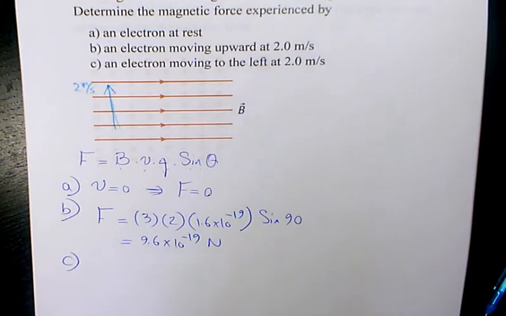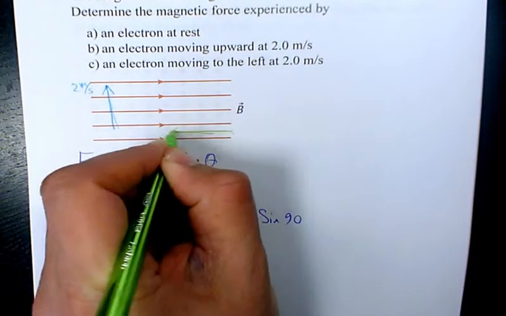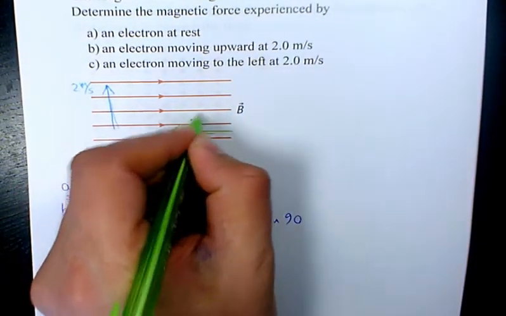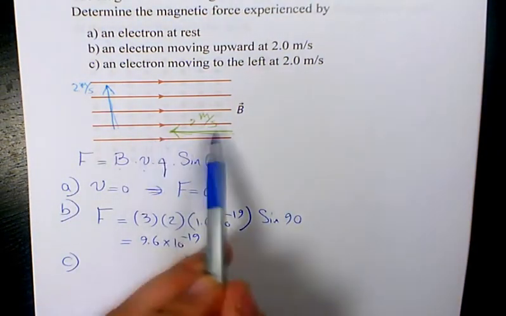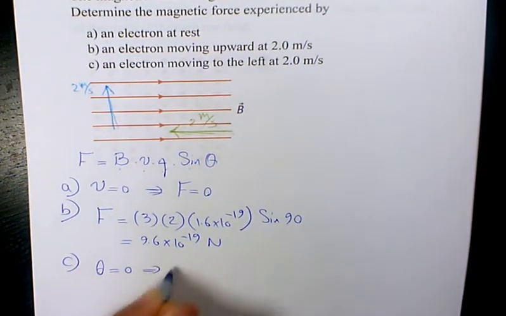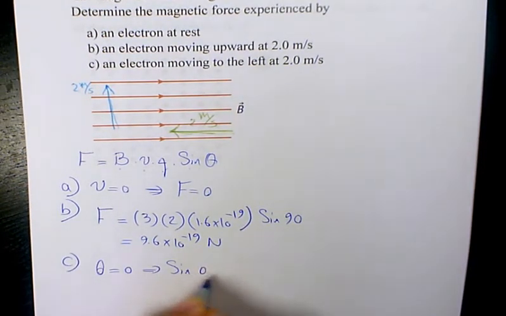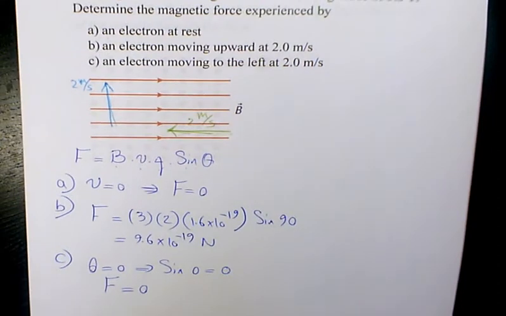C, an electron moving to the left, it means that it's going in this direction to the left at 2 meters per second. As you see here, they are parallel, so theta is 0, it means that sine theta is 0, sine 0 is 0, so there is no magnetic force. The magnetic force is going to be 0.